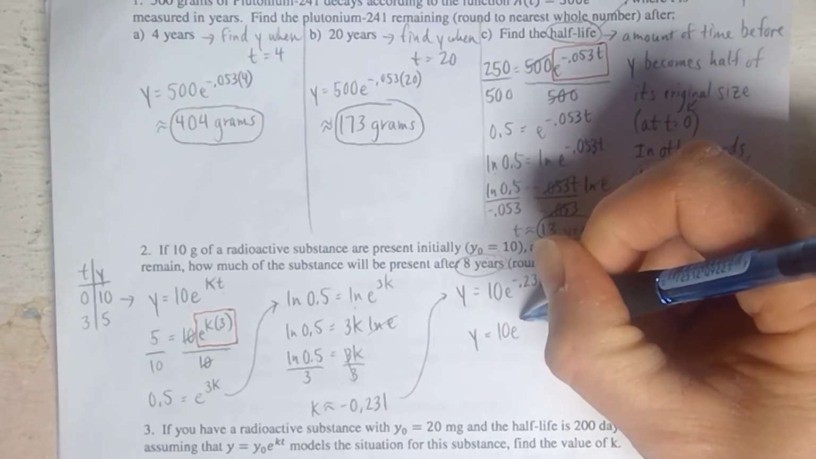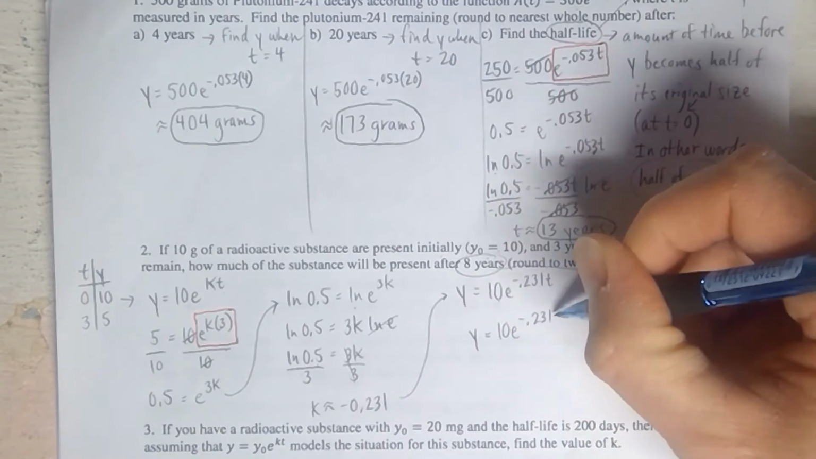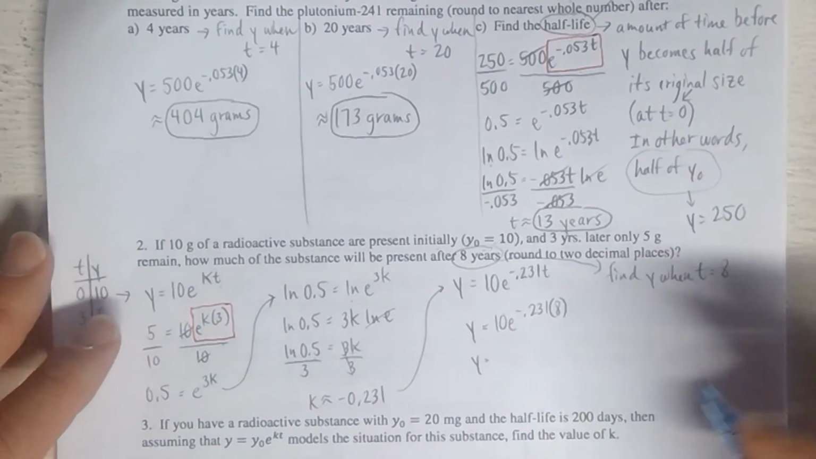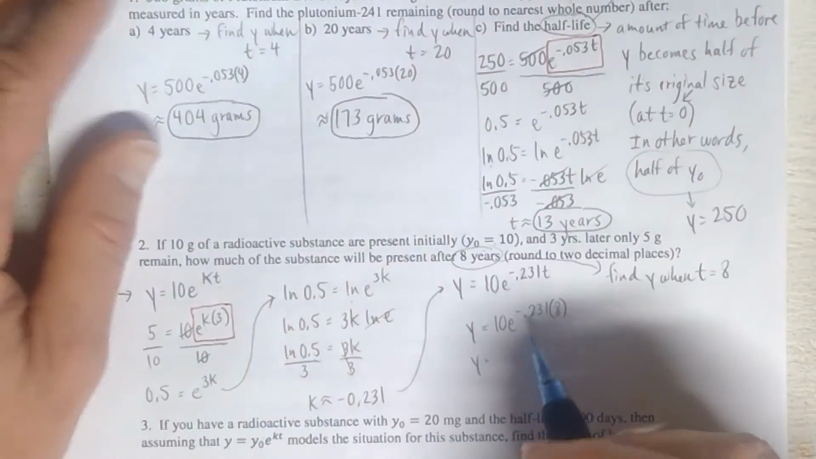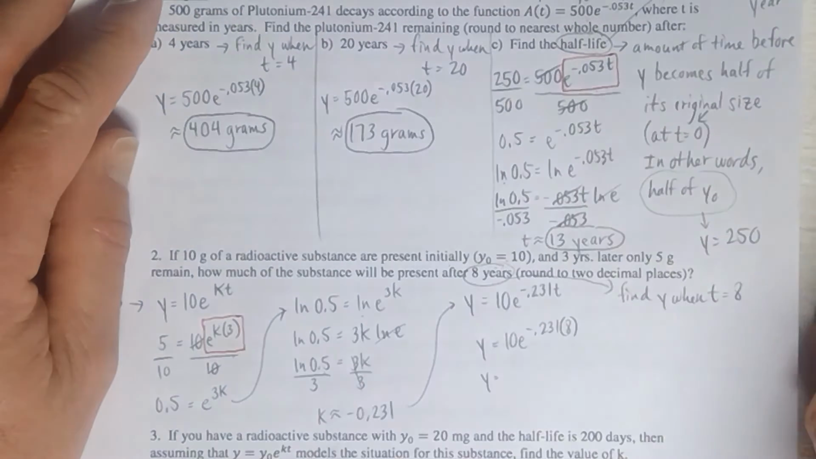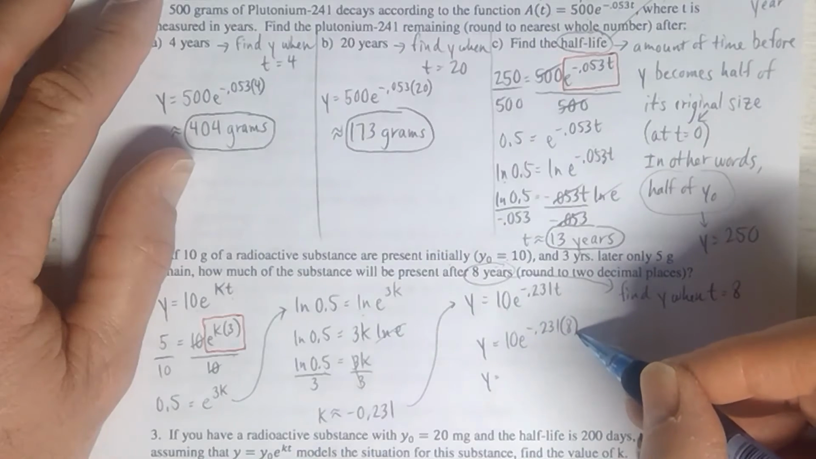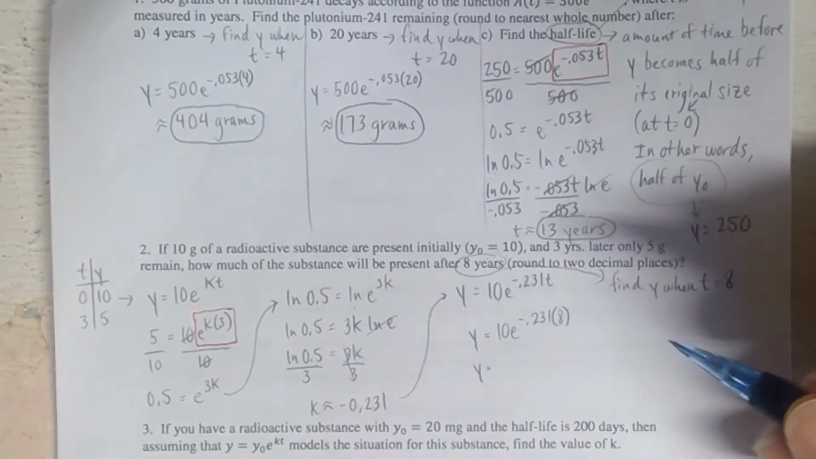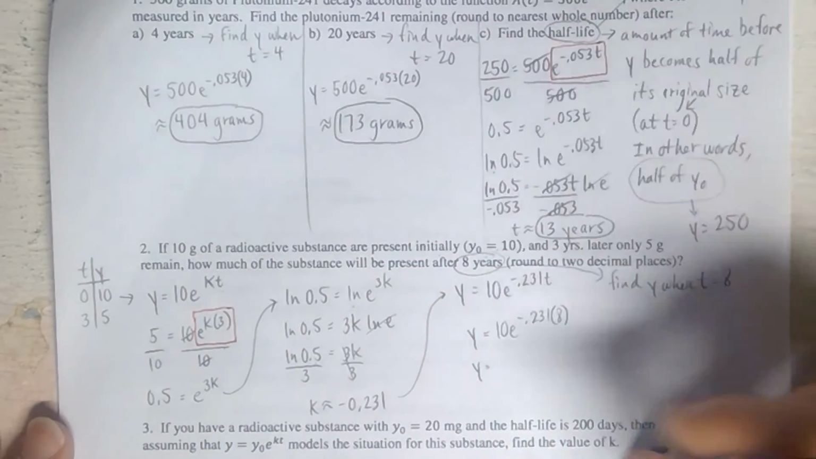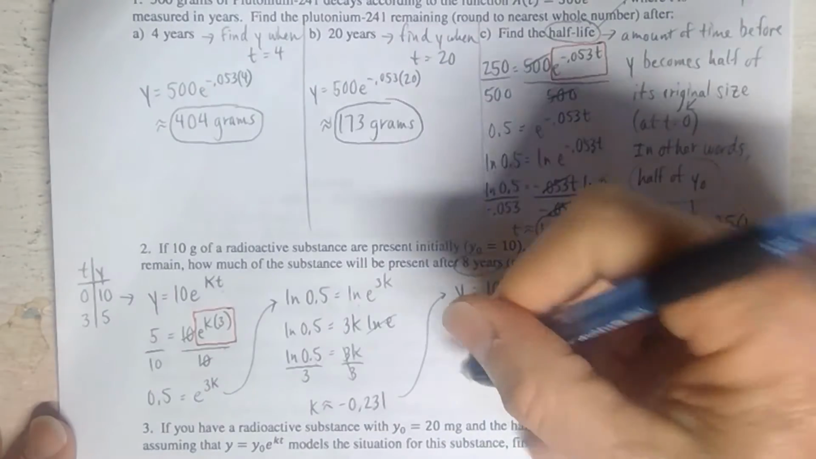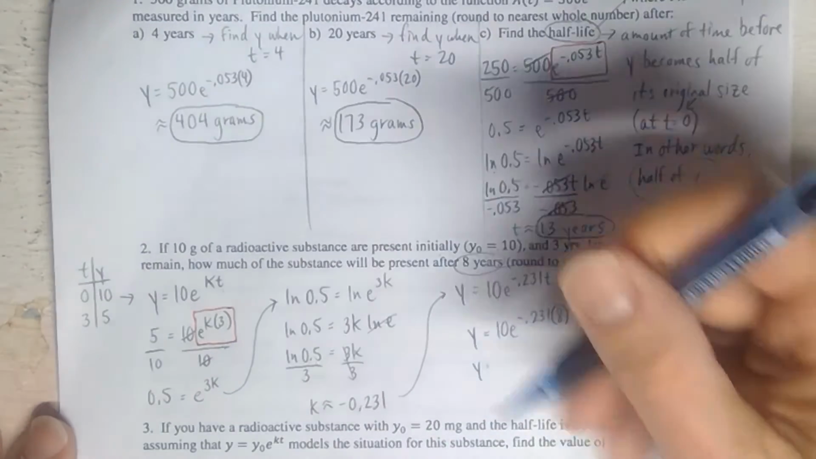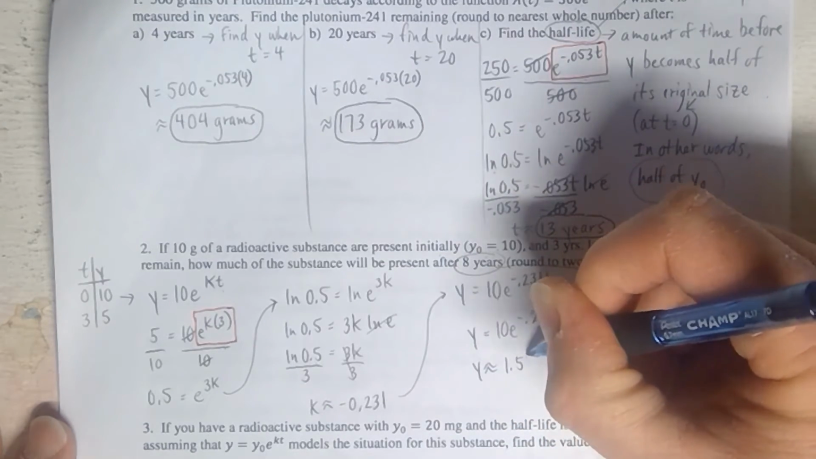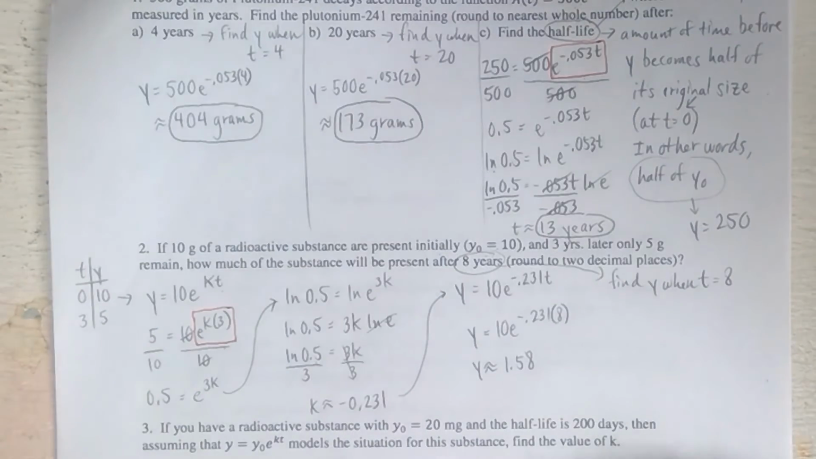I'm going to plug in t equal to 8. And then we just have to figure out what this is equal to the same way we did up here. It's exactly the same setup. You've got to figure out the exponent first, then take e to that power, and then multiply by 10 this time. If you round to 2 decimal places, we get 1.58 on our calculator. But it's 1.58 what though?